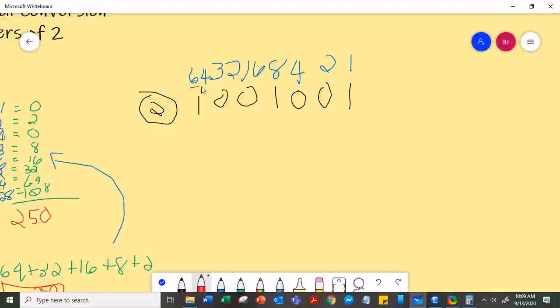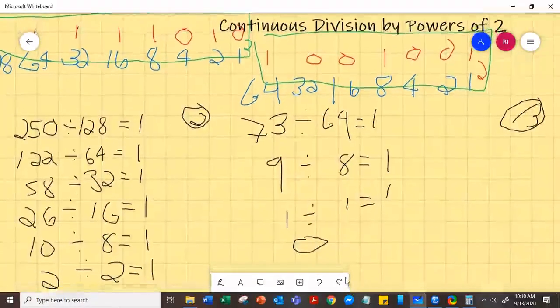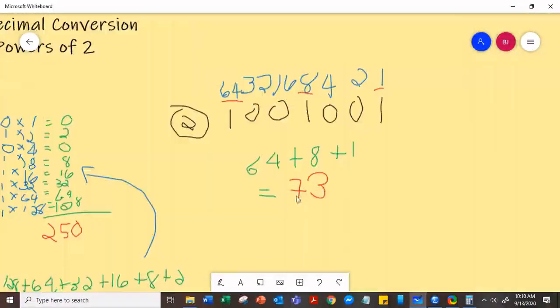Add all the numbers with ones on them. So that would be 64 plus 8 plus 1, which would give us 72, no, 64 plus 8 is 72, so 73. Is that the same? Looks different. Oh, it is 73. So that's correct. Sorry about that. So we have our correct answer here, which is 73.